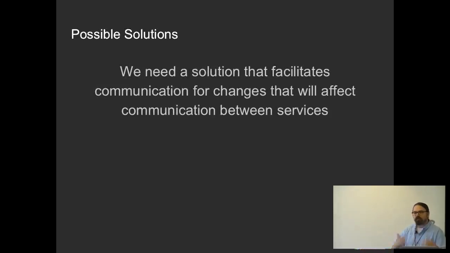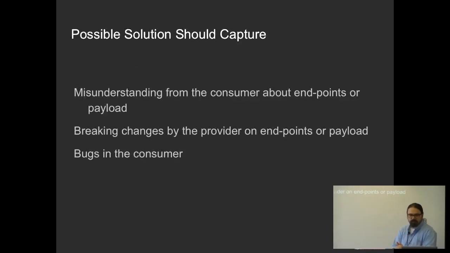Whatever solution comes out, it was decided that we need a solution that facilitates communication for changes that will affect communication between the services. If the communication between the services changes, we need to capture that as soon as possible. And they came up with 3 bullet points which should be captured with the solution. The first one is misunderstandings from the consumer about endpoints or the payload. The second is breaking changes by the provider on the endpoints or payload, and the third is bugs in the consumer. So these are the 3 main things that we would like to capture.